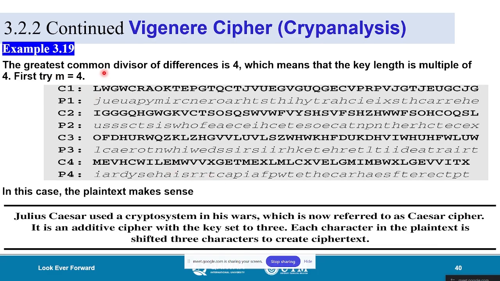Now, the greatest common divisor of the differences is 4, which means that the key length is a multiple of 4. First try M is equal to 4. Now, he will try it this way and explain it that way, where the key length is 4.